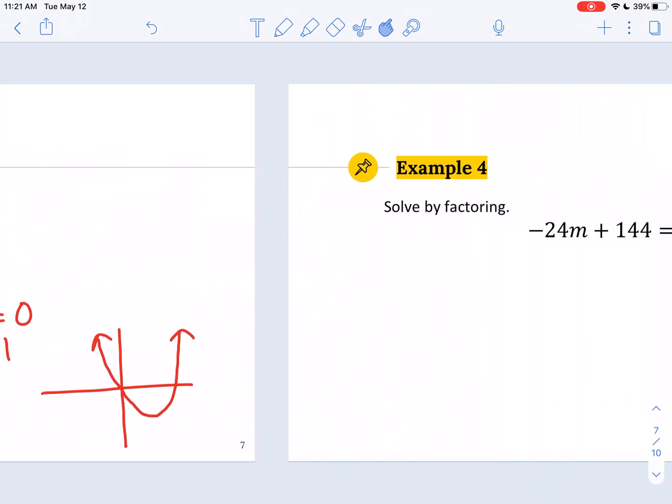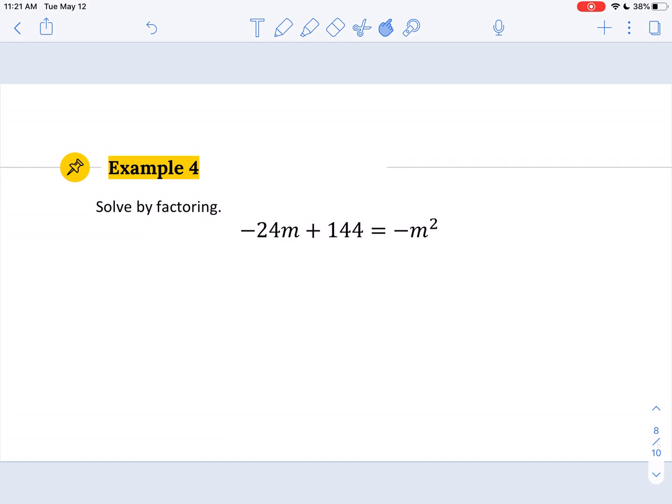All right, let's move to example number 4. If you'd like to pause the video and try this out on your own, you absolutely can, but let's actually go through this together if you'd like to still stay with me. All right, so negative 24m plus 144 equals negative m squared. I notice this equation is not set equal to 0, so I'm going to think about what's the most efficient method to get this equal to 0.